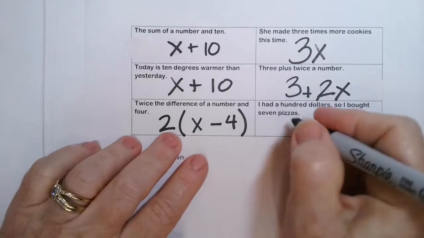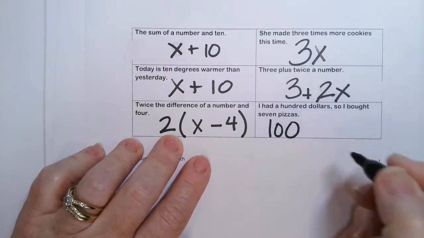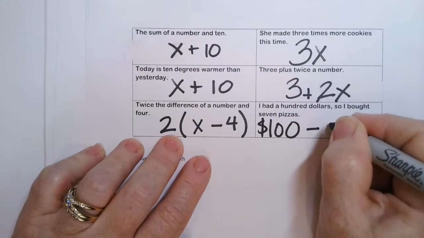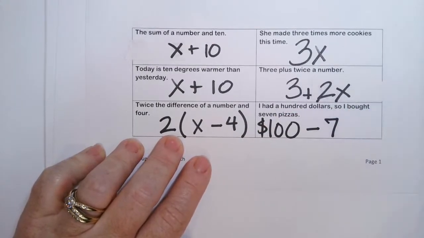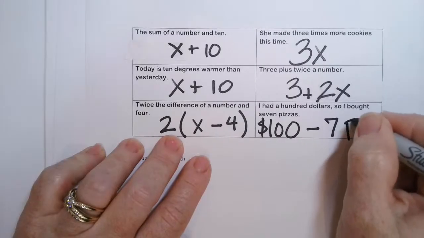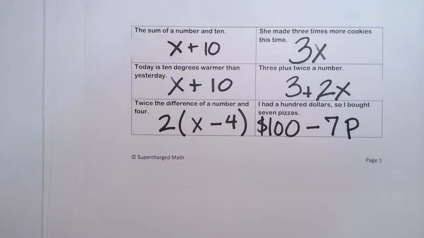Good. I had 100 pizzas. No, wait, I'm sorry. I had $100, and I bought 7 pizzas. It's going to cost me something. I don't know how much the pizzas cost. You can put P for pizza if you want, or X. It's up to you. All right.